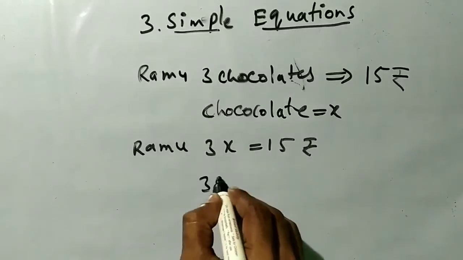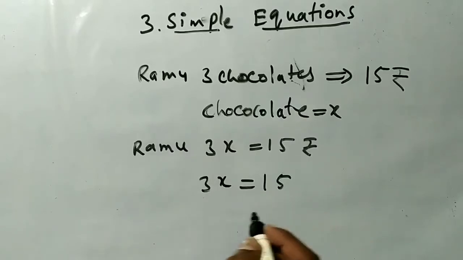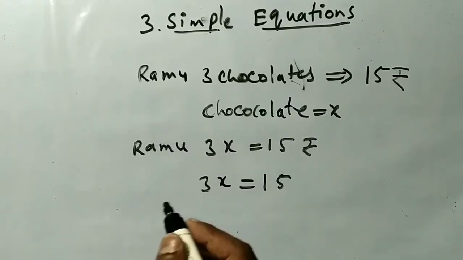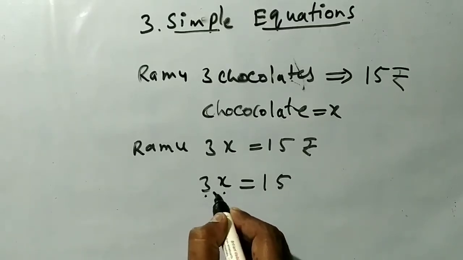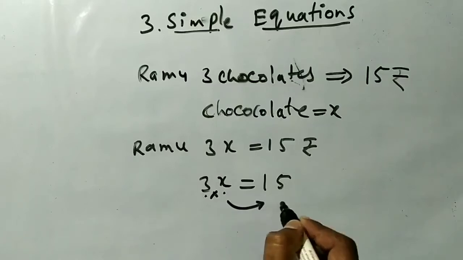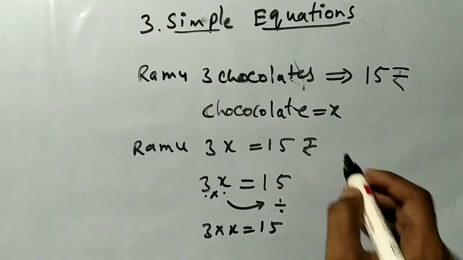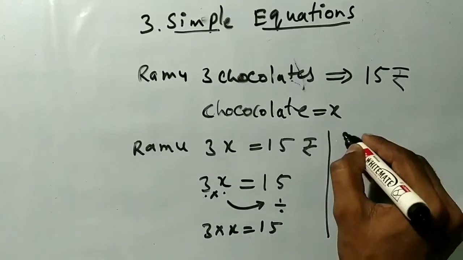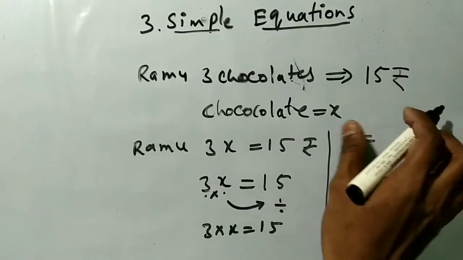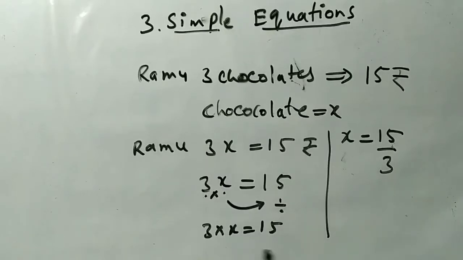Here one equation is formed, that is 3x is equal to 15. We have studied in the first chapter, integers, that when 3 is multiplying with x and goes to the other side, it becomes division. So 3 into x is equal to 15. Then 3 goes to the other side as division. That is x is equal to 15 divided by 3.